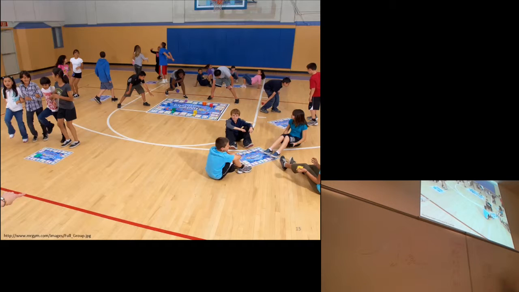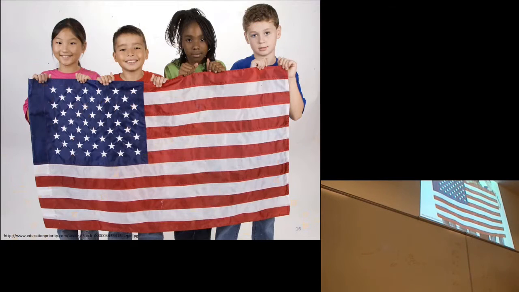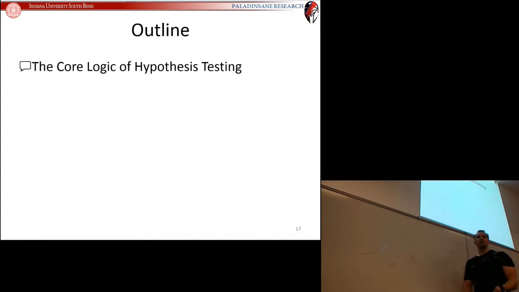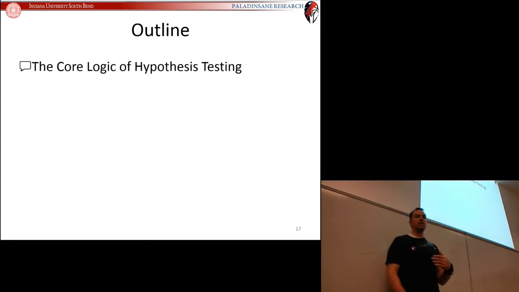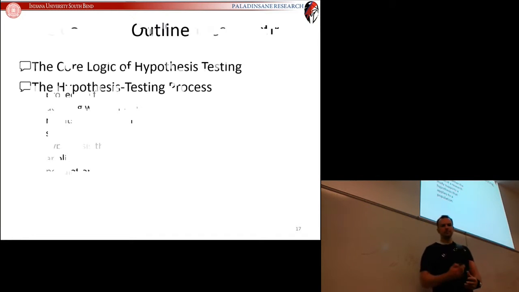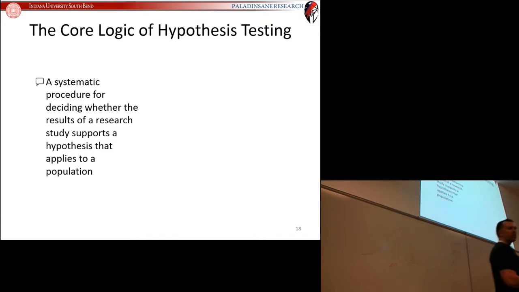Does our program actually work, or did we get an unlikely sample? All right, and we need to know that before we can intelligently generalize or not generalize, as the case may be. So the outline: we're going to go through the core logic of hypothesis testing, the core idea that underlies it all. And then we're going to go through the 5-step hypothesis testing procedure that gives you the ability to make that determination.